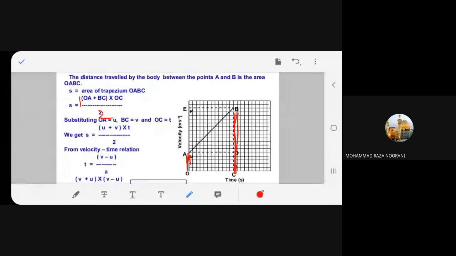Can you see these two are parallel? So it is OA plus BC, into the side. Which is that side? OC. Got it now? So the area of trapezium OABC is half the sum of the opposite parallel sides, that is OA plus BC, into one of the sides, that is OC. You got it. This is the area of trapezium.